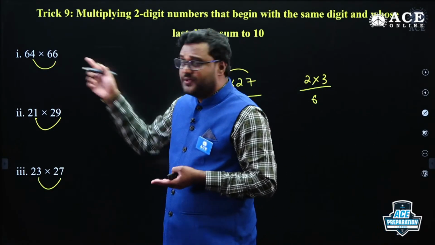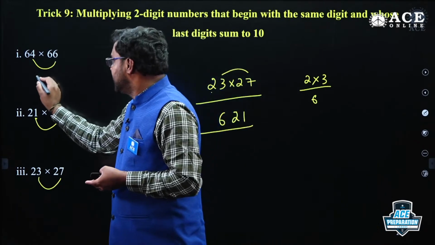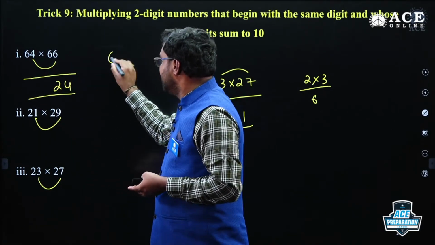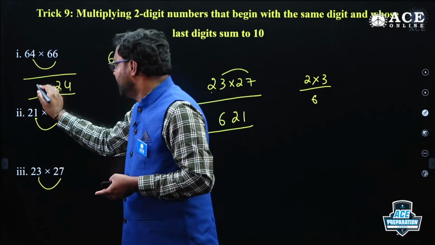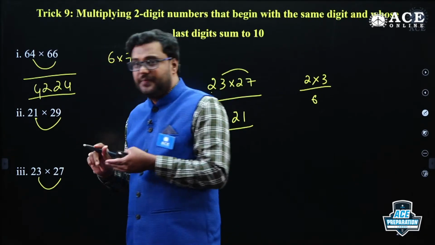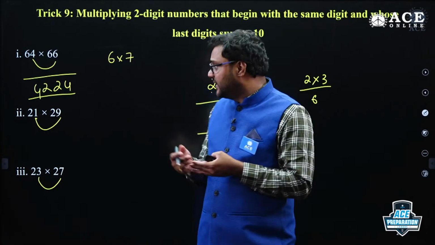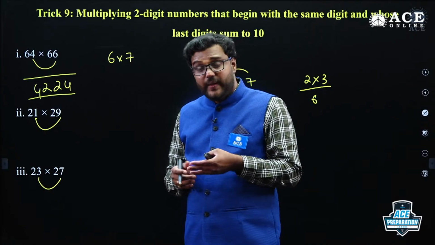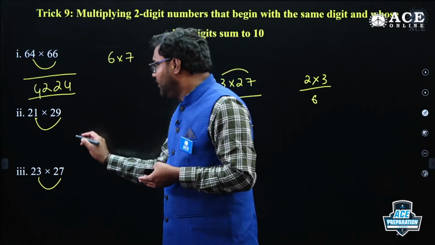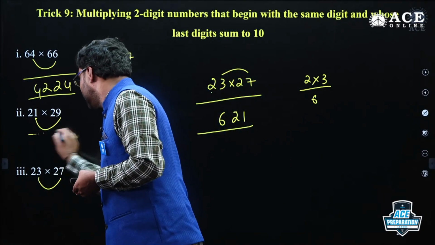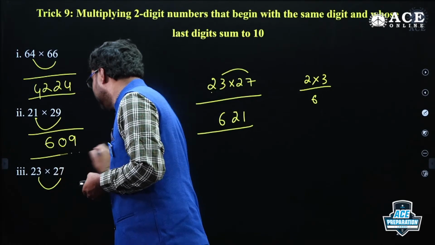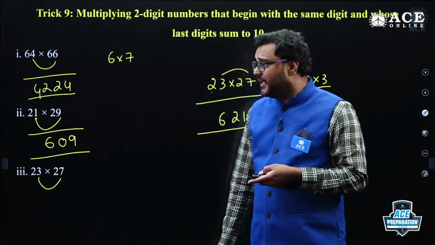Here 64 into 66. 4 into 6 is 24. 6 next number is 7. 6 into 7 is 42. This is 4,224. 6 next number is 7, so 6 sevens are 42. We can write 4,224. 21 into 29: 1 into 9 is 9. 2 next number is nothing but 3. 2 into 3 is 6. We'll get 609, my dear friends.